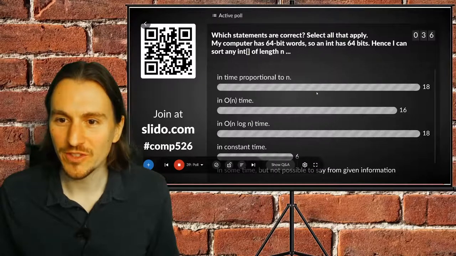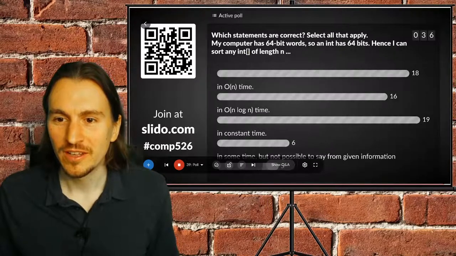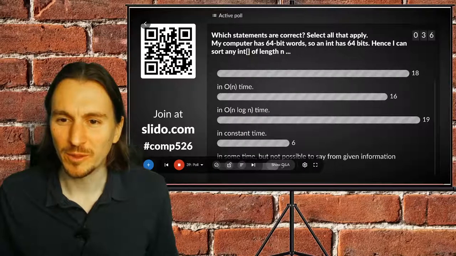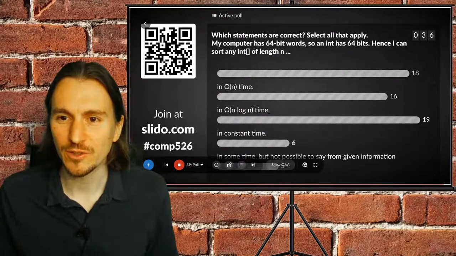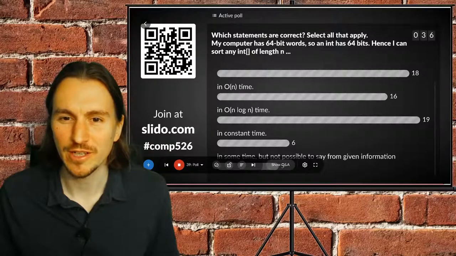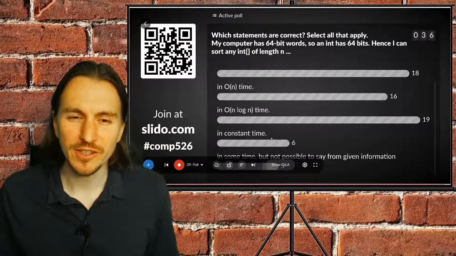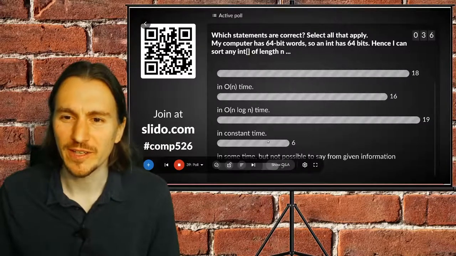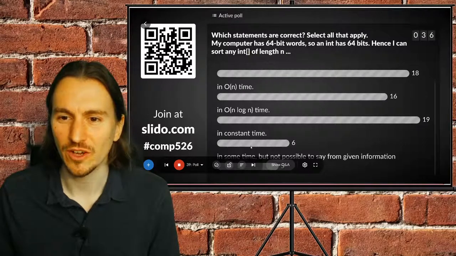The more interesting ones are clearly the first two. Constant time is probably clear that this is too ambitious. If the length of the array is unrestricted, I cannot even read the input in that time. So this is not true.